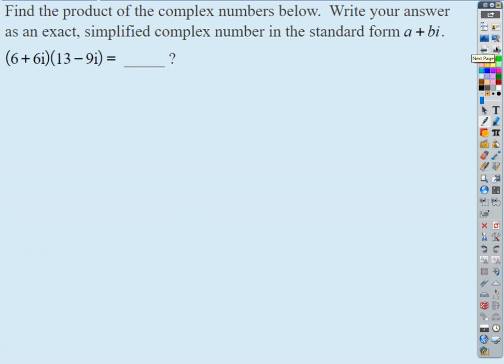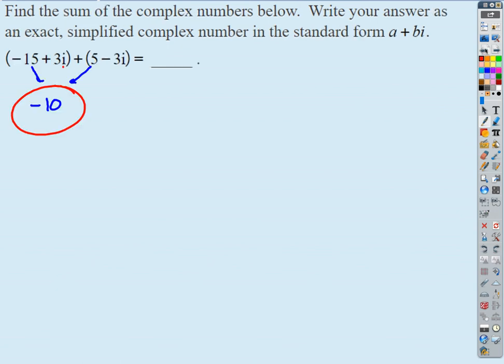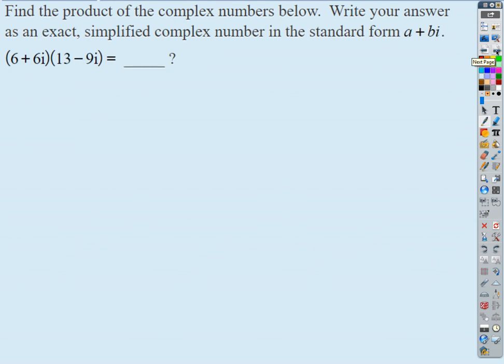All right, last one. Multiply. So we're gonna just expand it out, and remember, we just treat the i like a variable. In that last example, we just treat the i like an x and we add like terms. Same thing here, but there's one little part we have to remember. So if I distribute the 6, I'm gonna get 78 minus 54i.